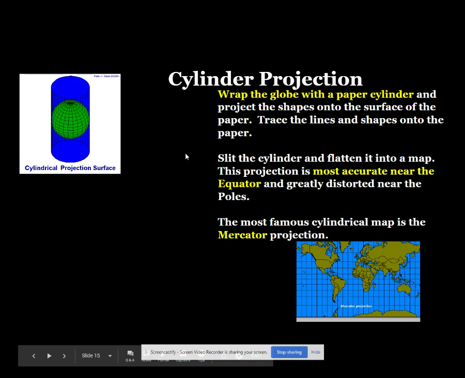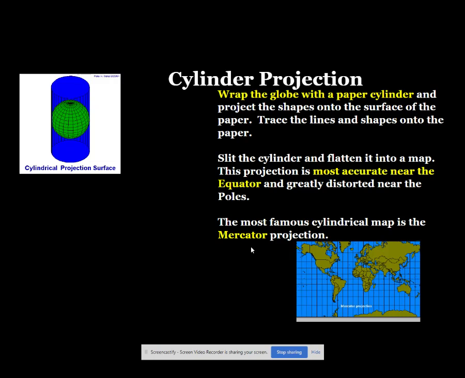So in a cylindrical projection, imagine that you wrap the globe with a paper cylinder and you project the shapes onto the surface of the paper. Remember, we've got that light inside that's projecting it out, and then we trace the lines and shapes onto the paper. Then we unwrap our cylinder and flatten it out, and that's our map projection. Now, the projection is most accurate near the equator because that's where our cylinder was touching the globe. But it's greatly distorted near the poles because that's where we were absolutely not touching. That's the furthest points away.